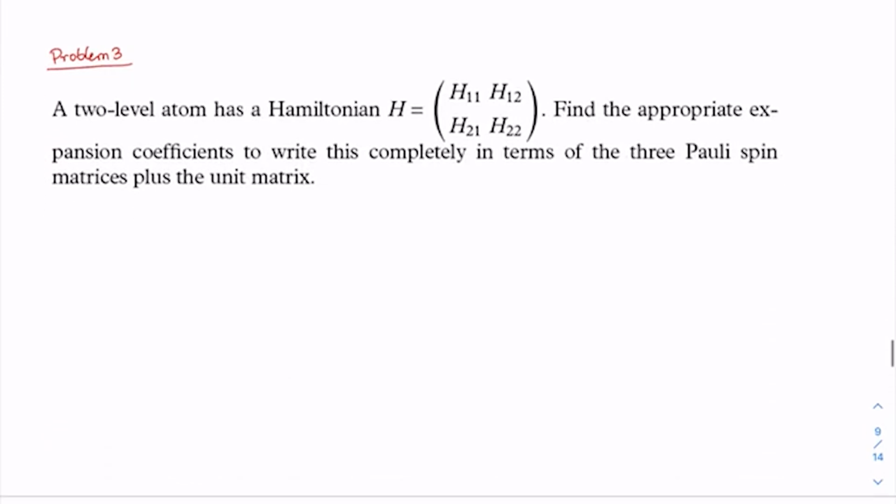Let us now work out this simple problem. A two-level atom has a Hamiltonian H, given in terms of a 2 by 2 matrix with the components H11, H12, H21 and H22. Find the appropriate expansion coefficients to write this completely in terms of the 3 Pauli spin matrices plus the unit matrix. Let us do it.